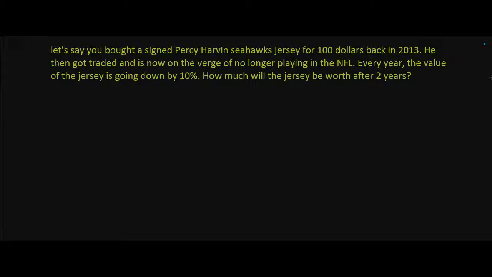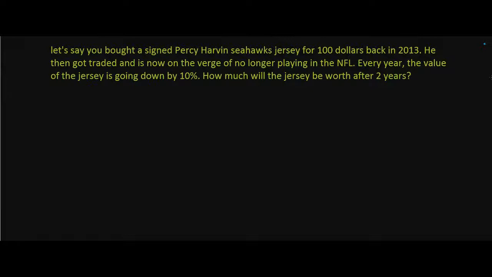Welcome Algebra 2. Today we're going to learn how to write exponential functions, equations I should say, to potentially real world scenarios. And this is the example problem that we have written here, so let's go ahead and read it and talk about it. Let's say you bought a signed Percy Harvin Seahawks jersey for $100 back in 2013.